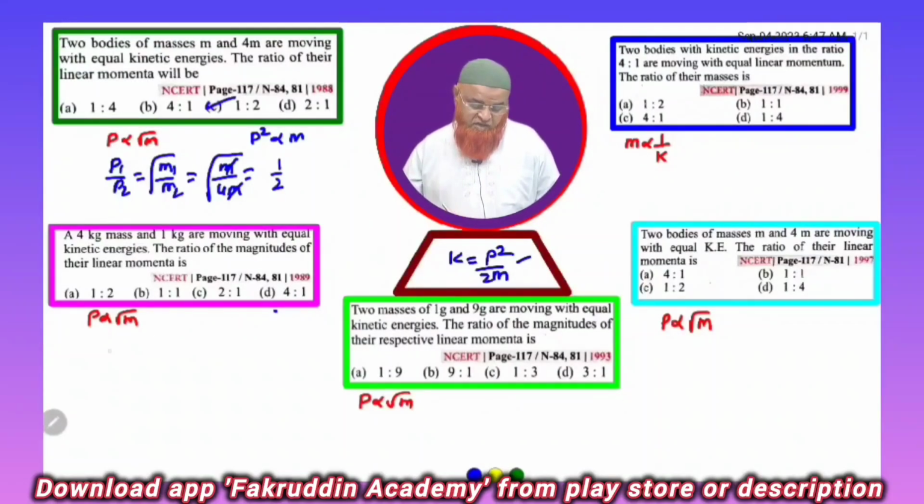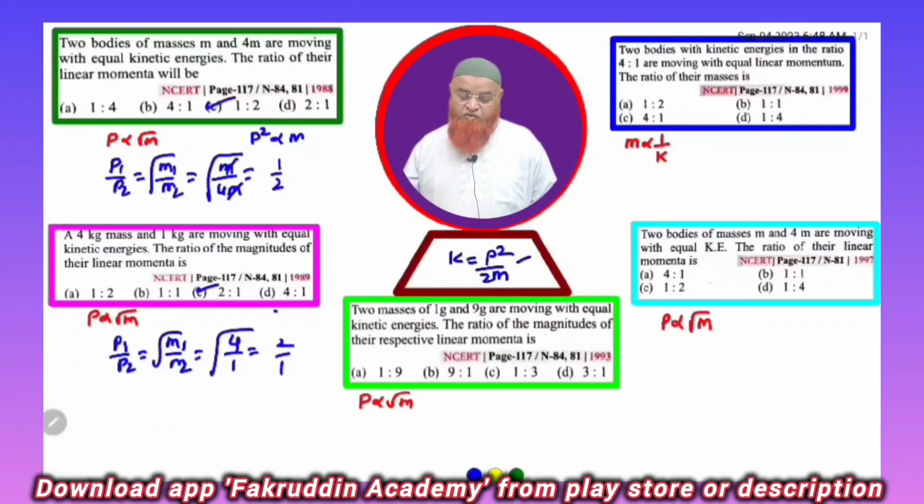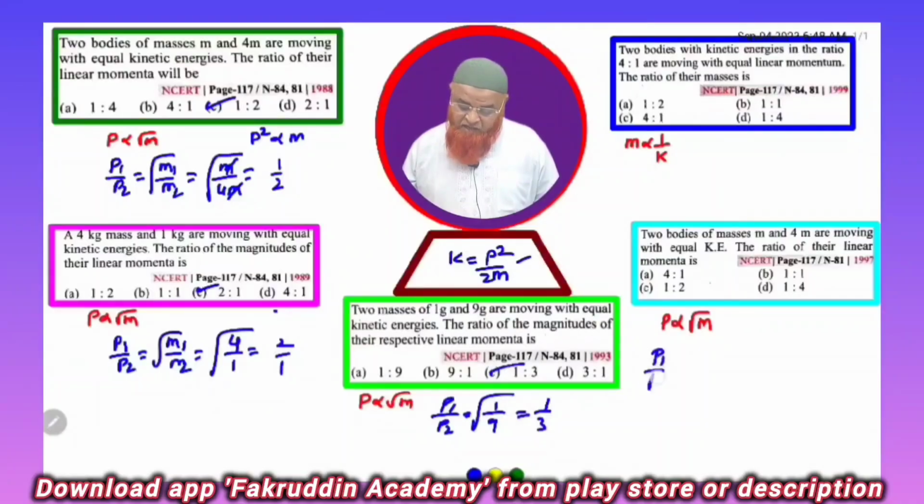Similarly, you can go for the next one. Here also we can write p1 by p2 is equal to root of m1 by m2. Here m1 by m2 is 4 by 1, that is 2:1. So option C is the correct answer. Similarly, for the next question, p1 by p2 is equal to root of m1 by m2, that is root of 1 by 9, which is 1:3. So option C is the correct answer. Similarly here also, p1 by p2, the answer is 1:2, so option C is the correct answer.